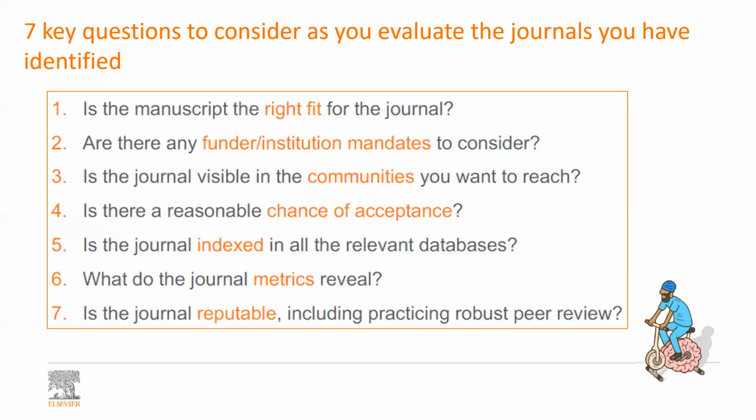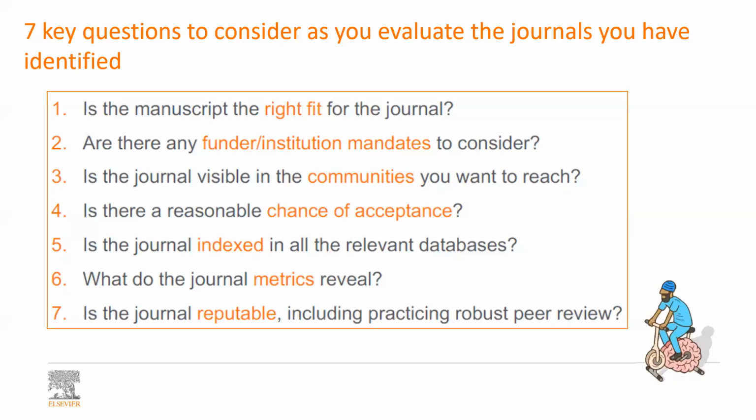When we talk about journals, there are seven key questions you need to consider to evaluate whether the journal is the right fit for your publication. The first is: is the manuscript the right fit for the journal? Check the aim and scope of the journal, which subject areas and what types of articles they normally cover. Sometimes the journal is more into review articles, and if you haven't done this kind of analysis, you get a rejection. That's not because your paper is not right, but because it's not fitting into the journal.